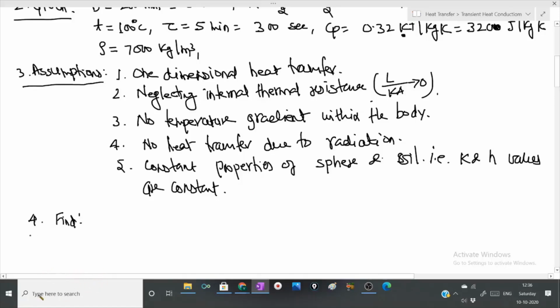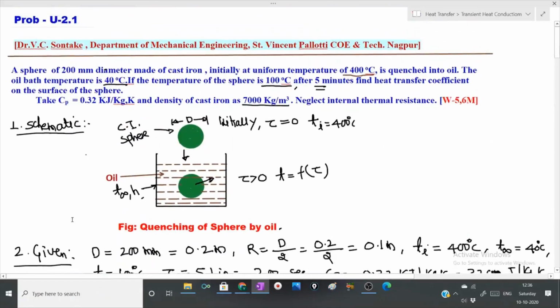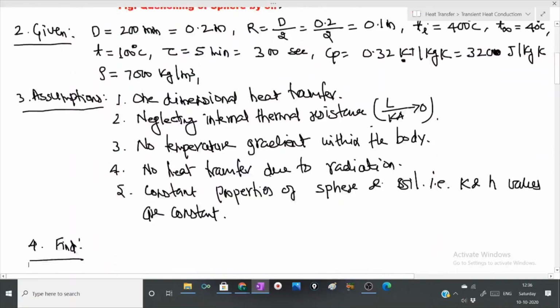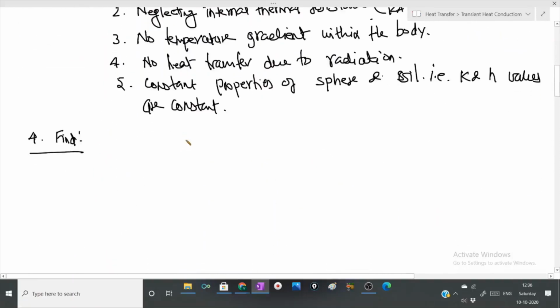Find. What you are supposed to find in this problem: find the heat transfer coefficient on the surface of the sphere. That is, we are supposed to calculate the convective heat transfer coefficient H. Now let us start our calculation.